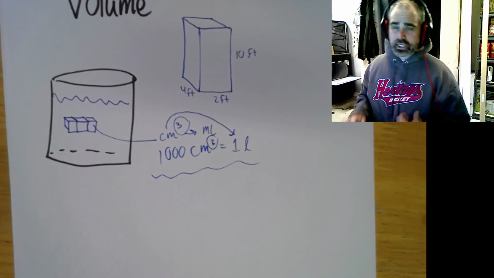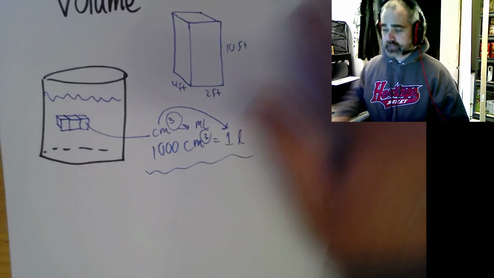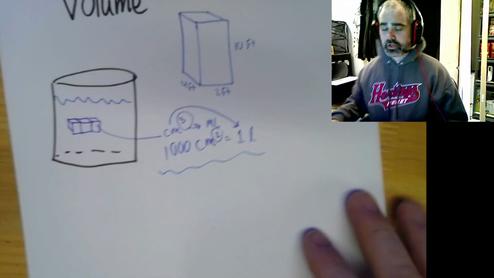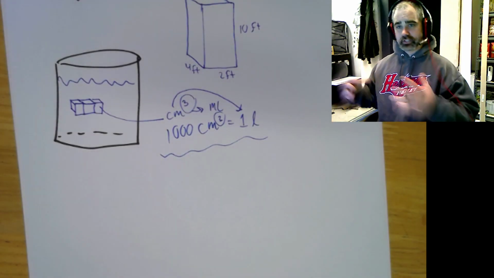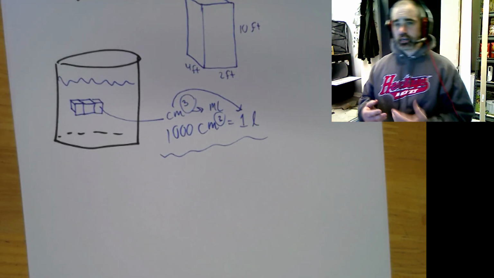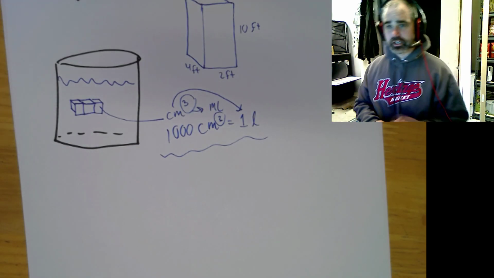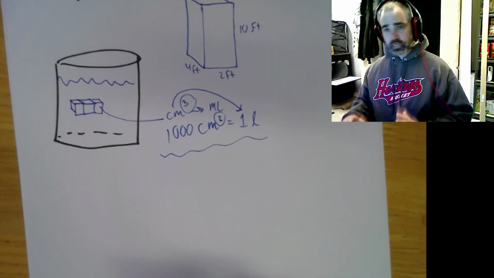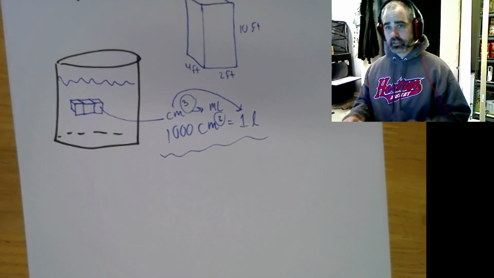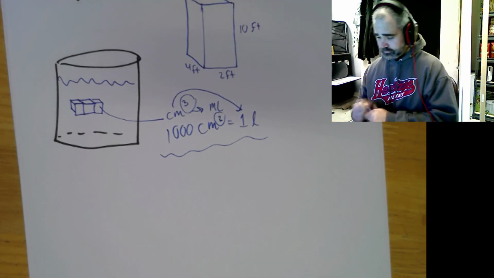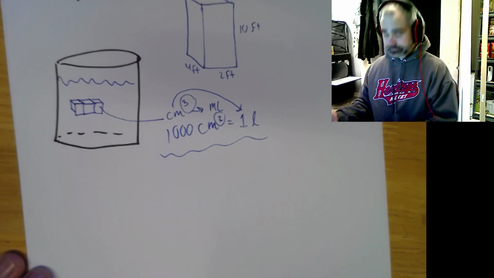Volume is way easier than surface area, so you guys will be happy to know that. With surface area, you have to get creative and find all these things. You're like, okay, how do I find the area of this space versus this space, and adding all that stuff up? It can get annoying. Volume is really straightforward. Every equation except for one is essentially this.